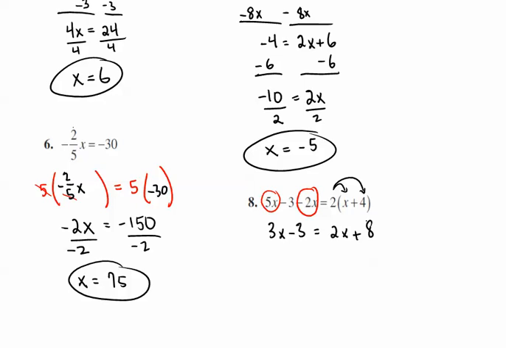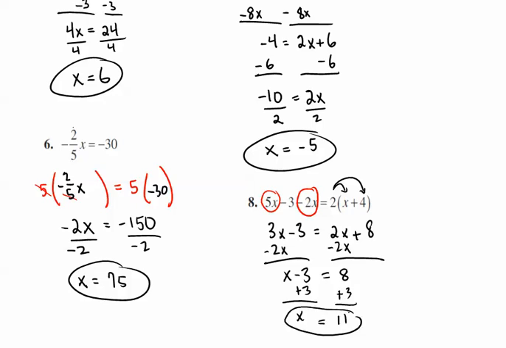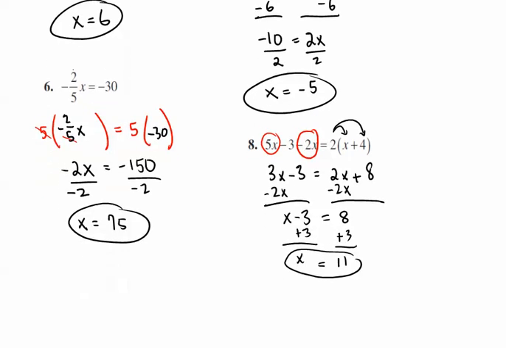And now we have variables on both sides, and we need to decide which side the variable will rest on. We pick on the little guy. We're going to subtract 2x from both sides. We get an x minus 3 on the left is equal to 8. Add 3 to both sides, and we end up with x is equal to 11. And so that does it for problem number 8. And we'll scroll down to give some more room.